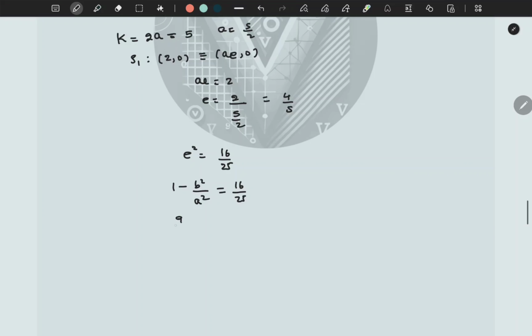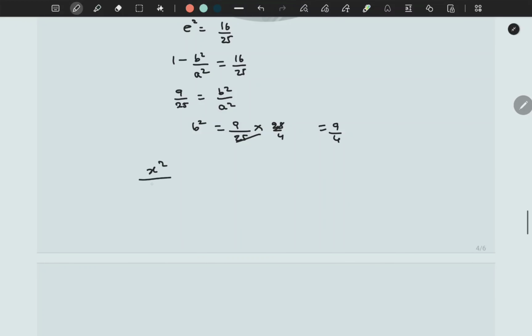So 1 minus 16 by 25 is 9 divided by 25, and that is B square by A square. B square will be equal to 9 divided by 25 into A square, and A square is 25 divided by 4. So we get B square as 9 by 4, and the equation of the ellipse is x square by 25 by 4 plus y square by 9 by 4 is equal to 1.